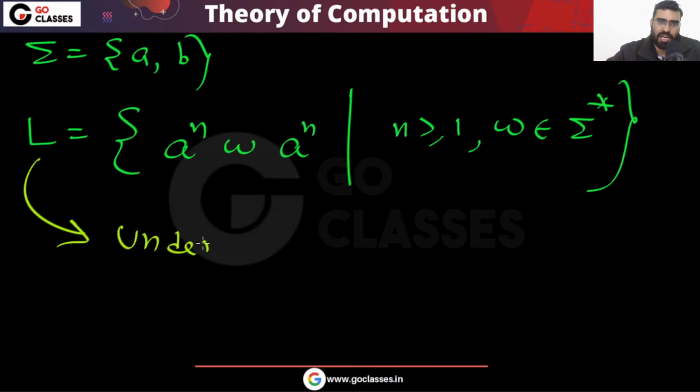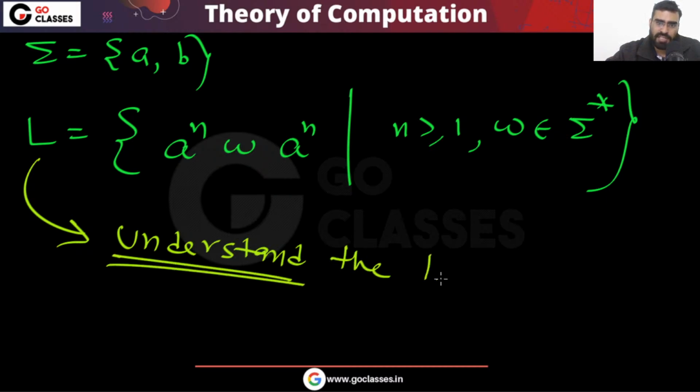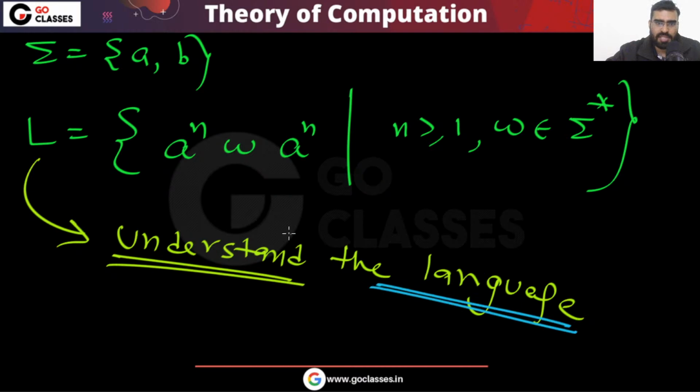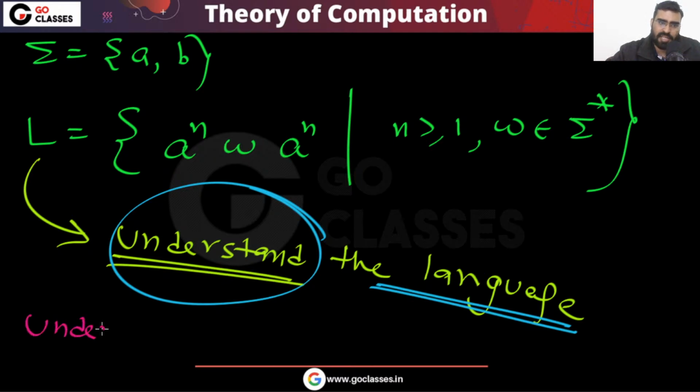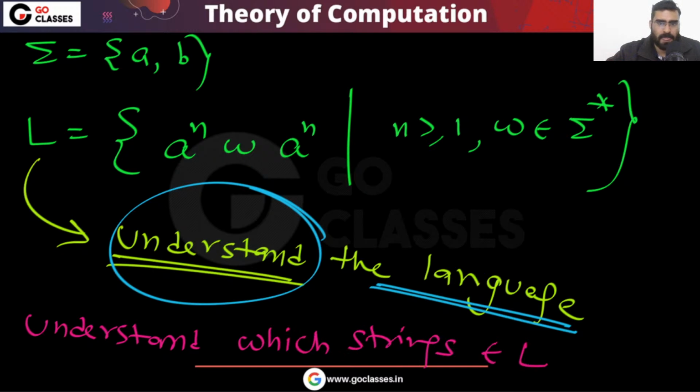First you understand what are the strings in this language, what are not the strings in this language. Forget about whether it is regular or not. Don't worry whether it is regular or not. Just understand the language. Understand the strings in the language. What strings belong to the language, which strings do not belong to the language. Understand which strings belong to L. This is what you understand. Before solving this question, first you at least understand what this language is saying. Then you find the type of the language.